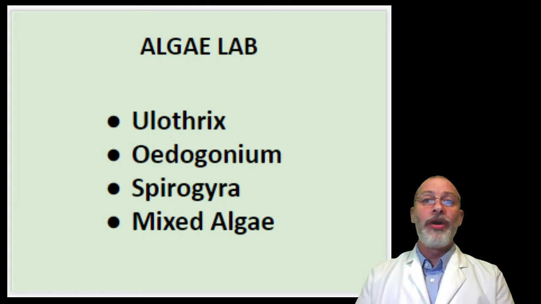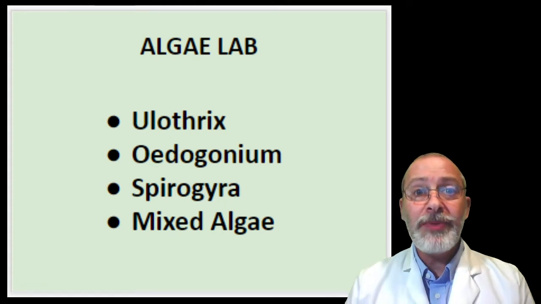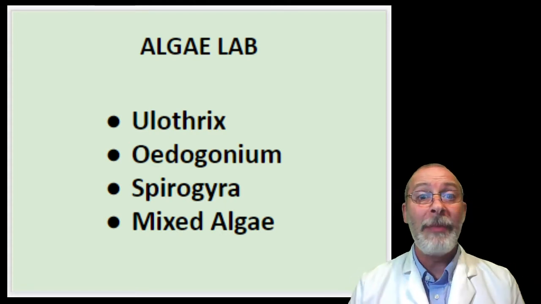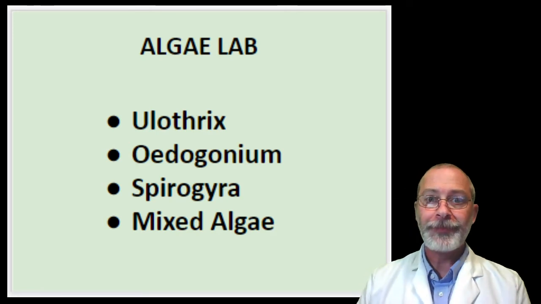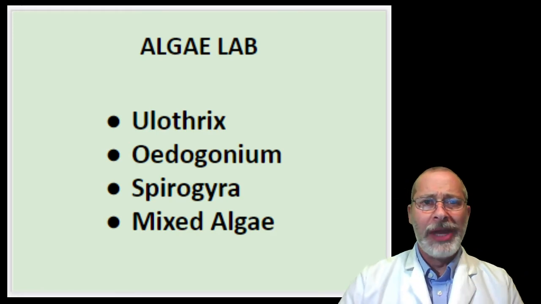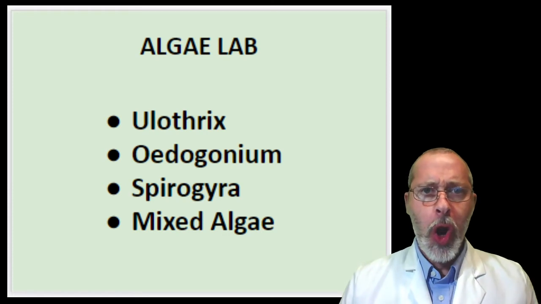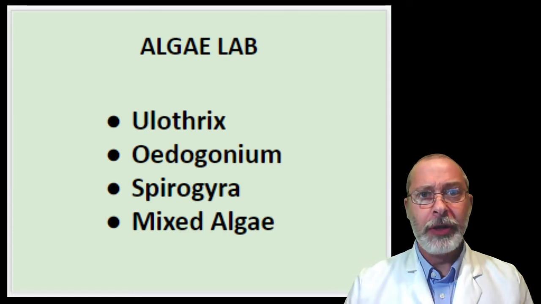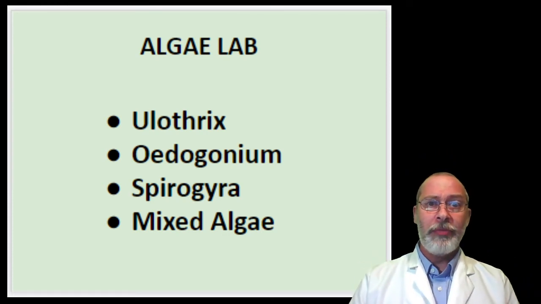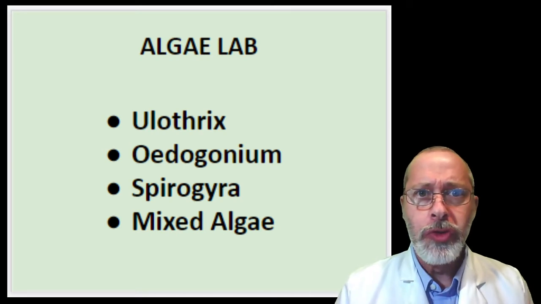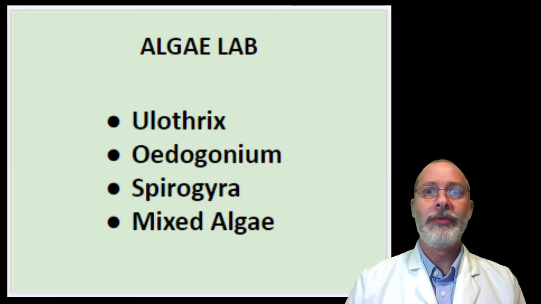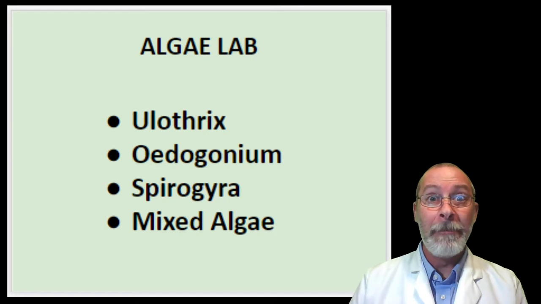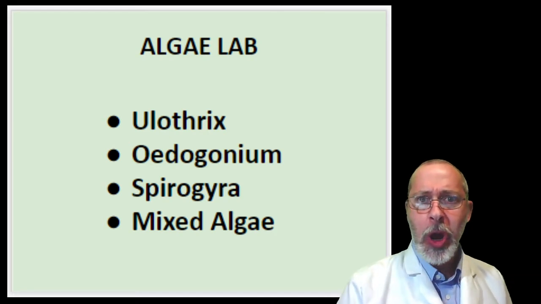So here are the 4 different types of algae we're going to be examining in this order. First, we have Eulothrix. Everybody look at the word and say it with me. Eulothrix. Almost sounds like a mean algae, doesn't it? Eulothrix.